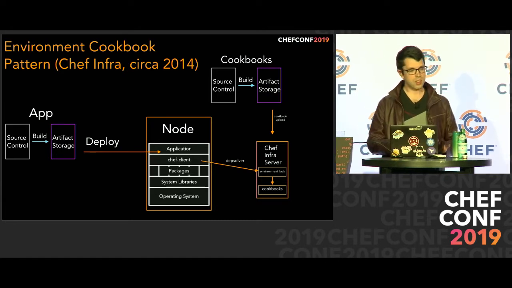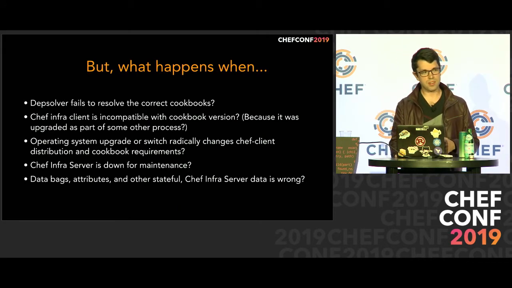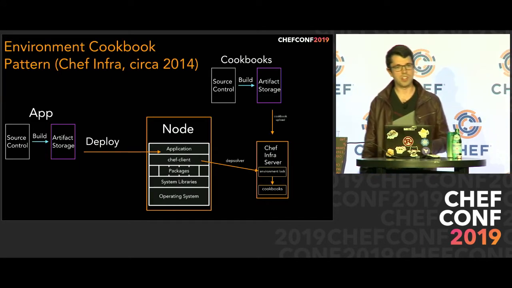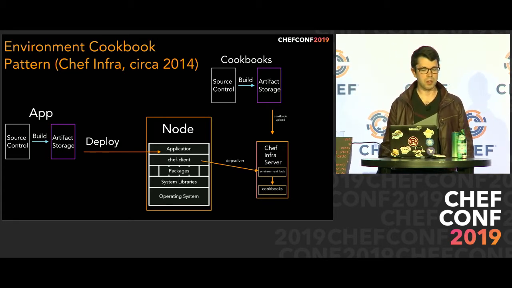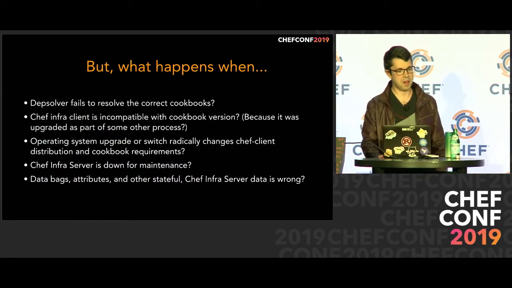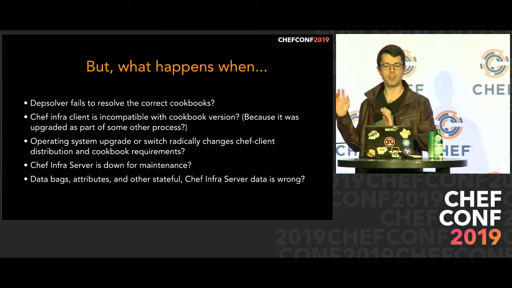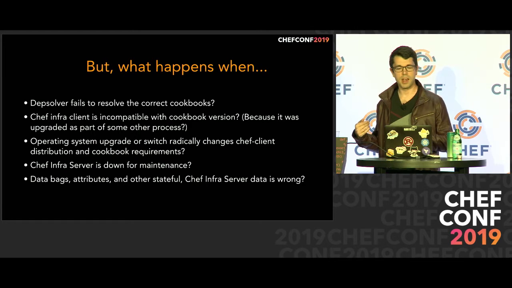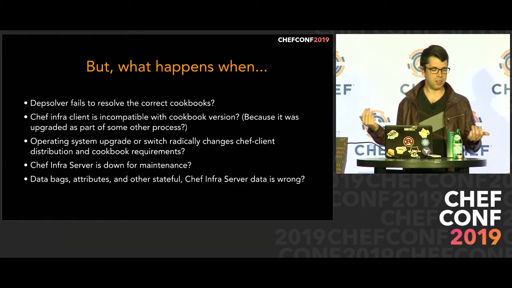So this has a few problems to it. In this diagram, what happens when the dep solver fails here? Let's say the dep solver reaches out to the Chef server and then can't find the version of the Chef cookbook that it says it's supposed to pick up. Well, I don't know. Something bad will happen, right? What happens when the Chef Infra client itself is incompatible with the versions of the cookbooks that you've built? Maybe your Chef Infra client is way out of date, and you're using newer, better cookbook practices that don't exist yet. So the Chef Infra client just blows up on you.